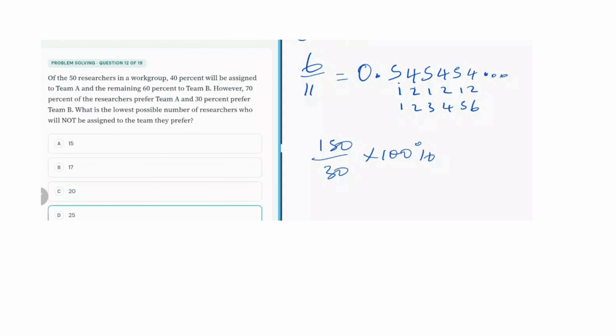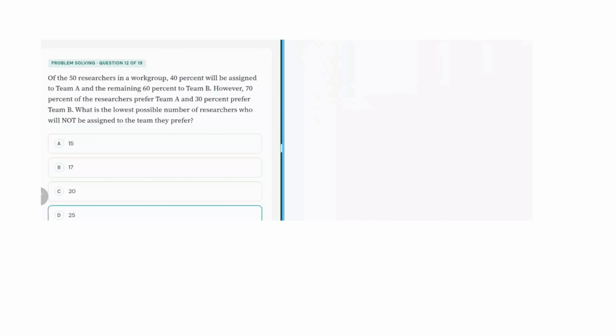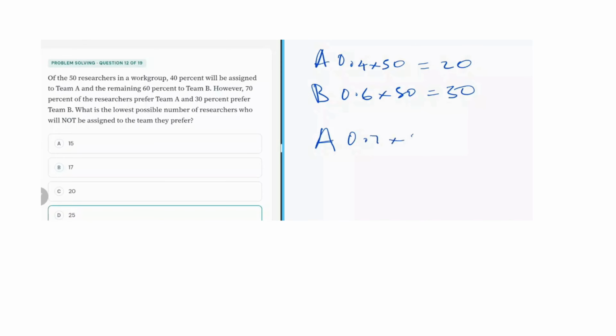We still have plenty unsolved. Okay, so let's look at this question. Let me interpret it for you. Of the 50 researchers in a work group, 40% will be assigned to team A, and the remaining to team B. You will notice that 0.4 times 50 is 20. Another one is 0.6 times 50 is 30. That will give you back the 50. But in the other scenario, those who prefer A will now be 0.7 times 50, which is 35. And B will be 0.3 times 50, which is 15.